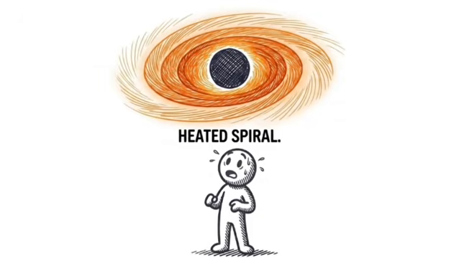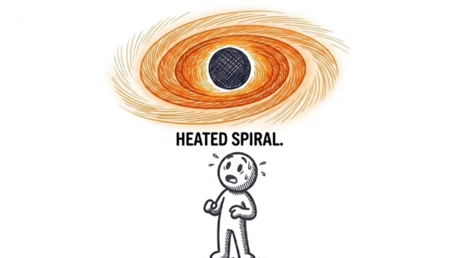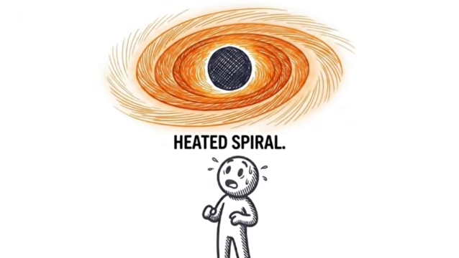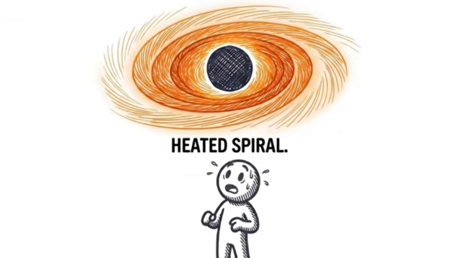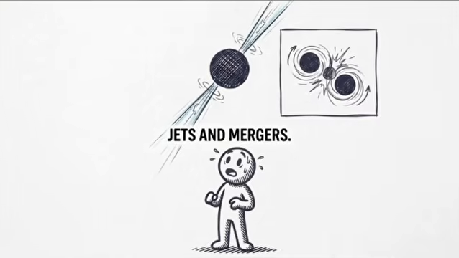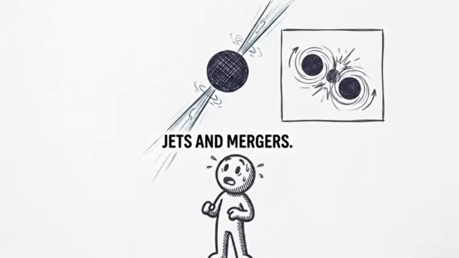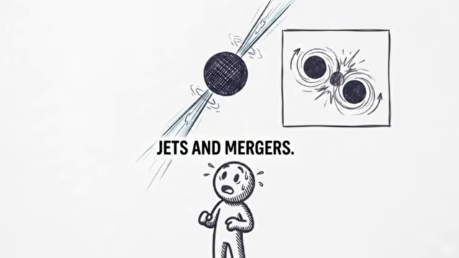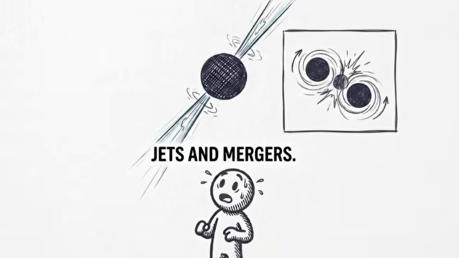This changes the paths of nearby matter and allows gas falling inward to become extremely hot and bright before crossing the event horizon. Rotation also affects how black holes merge and how powerful jets of energy can be launched from their surroundings.